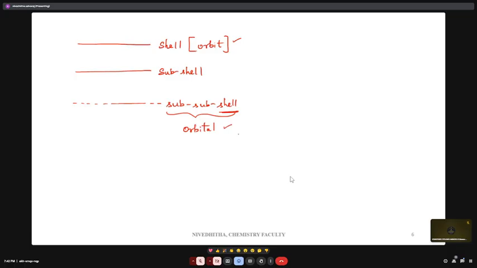The number we are giving to a shell is called the principal quantum number. In the first shell we have one subshell. In the second shell we have two subshells. In the third shell we have three subshells. Could you please tell me how many subshells are present in the fourth shell?